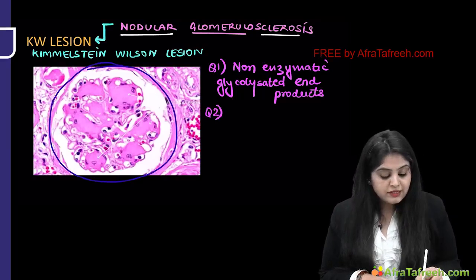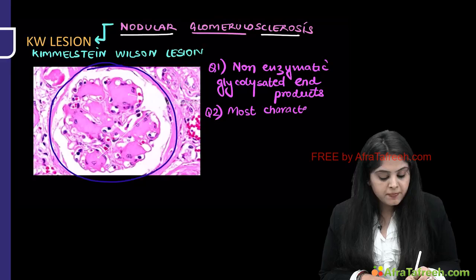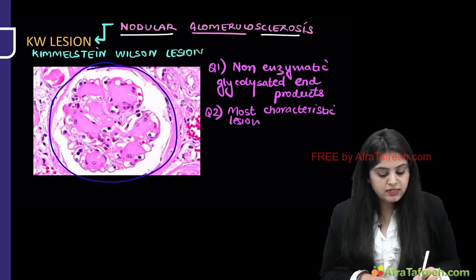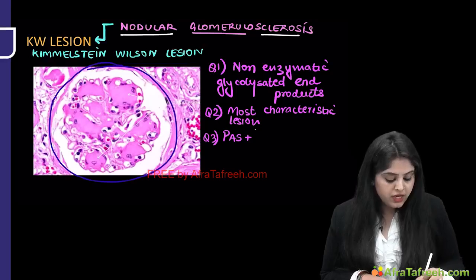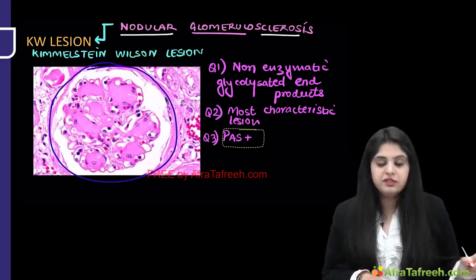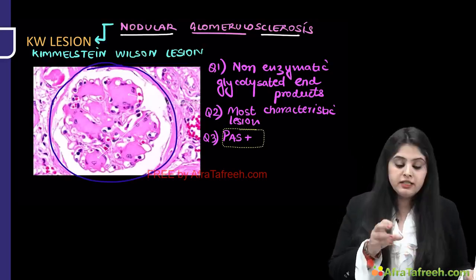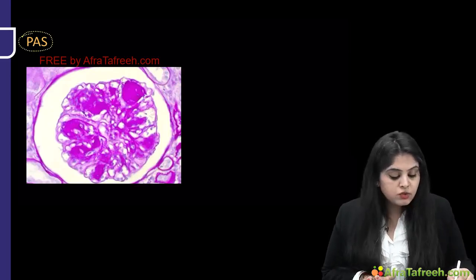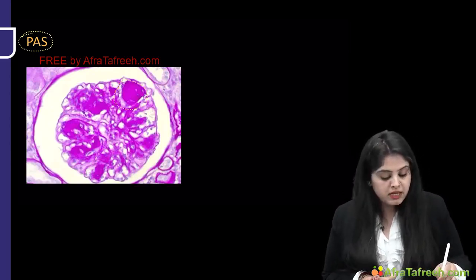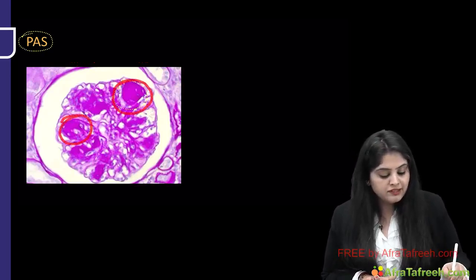Question number 2, this is the most characteristic lesion of diabetes mellitus in the kidney. This is the most characteristic out of all the full mnemonic that I taught you. And question number 3, this is PAS positive, which they shall ask you in the form of an MCQ. They will show you this lesion, give you a history of diabetes, and ask what stain you should be putting. So you should be putting that pink color stain, which is known as PAS.